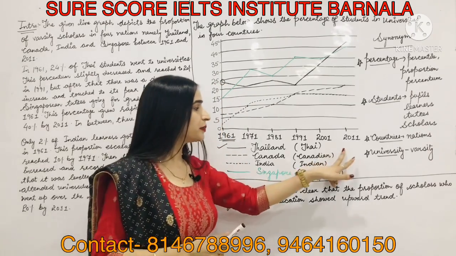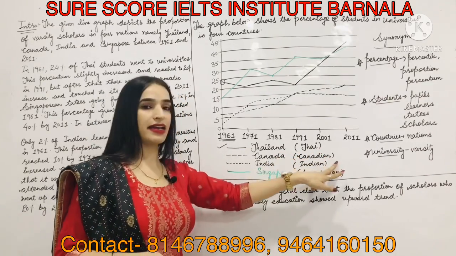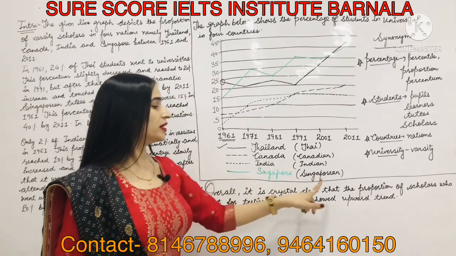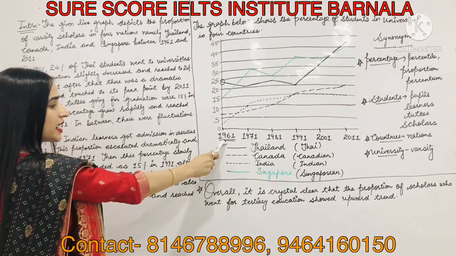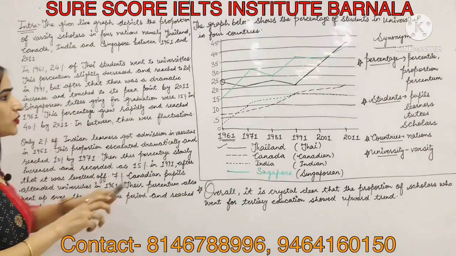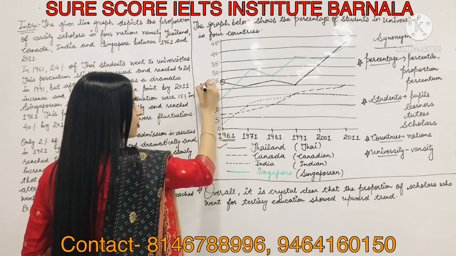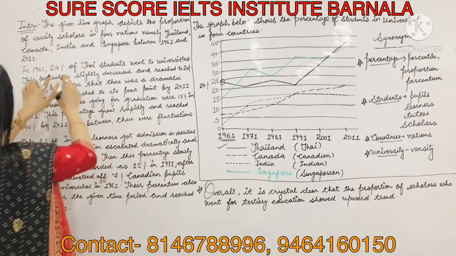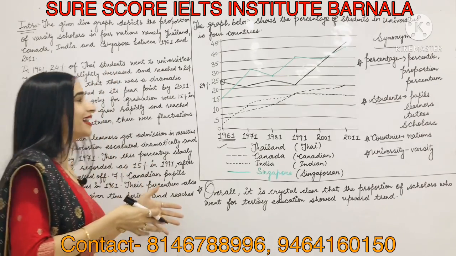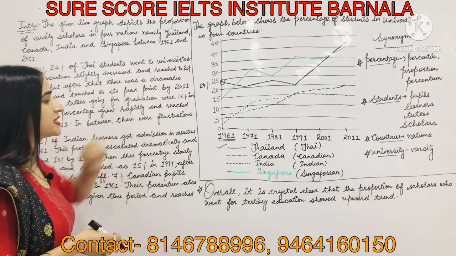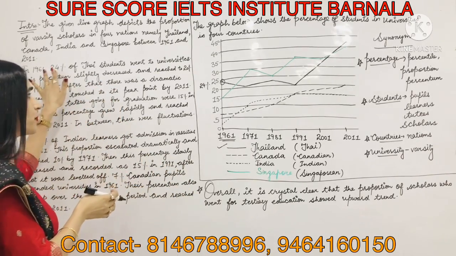I also wrote here that the people who are living in Thailand are called Thai. Canada means Canadian, India, Indian, and Singapore, you can mention Singaporean. So we will start from the initial year, that is 1961. In 1961 you have to check the value, that is approximately or exactly 24%. So you will mention here 24% of the Thai students, meaning students living in Thailand, went to the university. So in the initial year you have to mention the percentage, that was 24%.